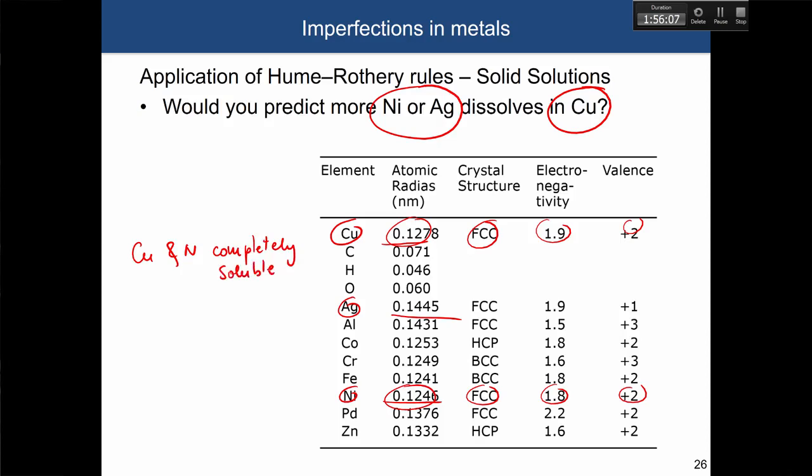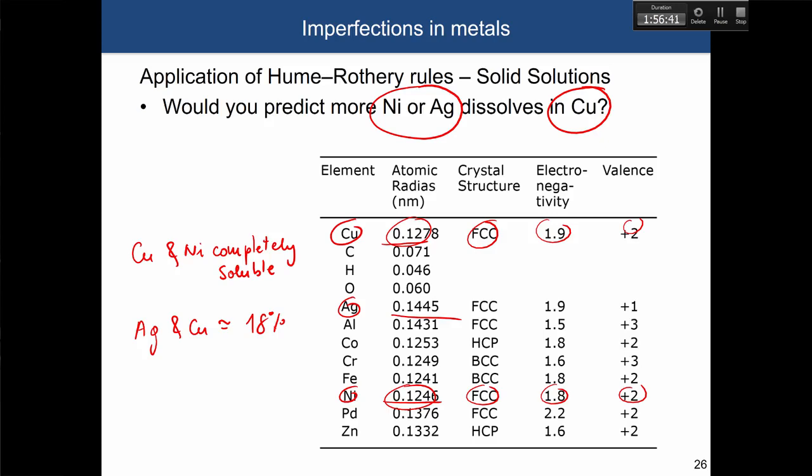I do encourage you to check out the phase diagram of these two materials and check if they're actually fully soluble, and you will see that they are. So this would be nickel. And in fact, silver and copper are soluble to approximately 18%. And again, I encourage you to check out the phase diagram, and you will see that that's true. So simply by applying this set of rules, you can predict what the phase diagram of two materials would look like, at least for two metals.